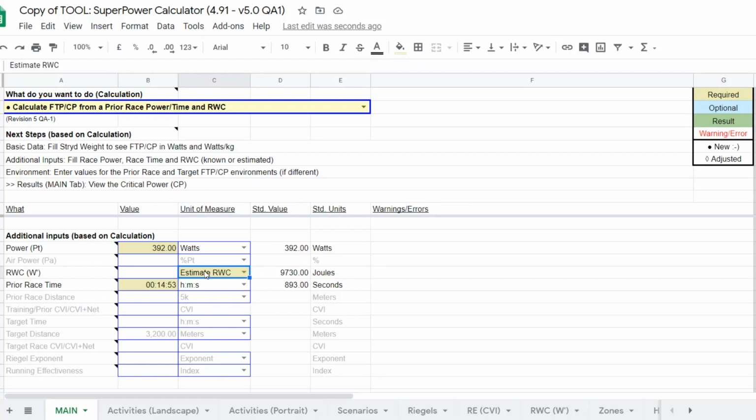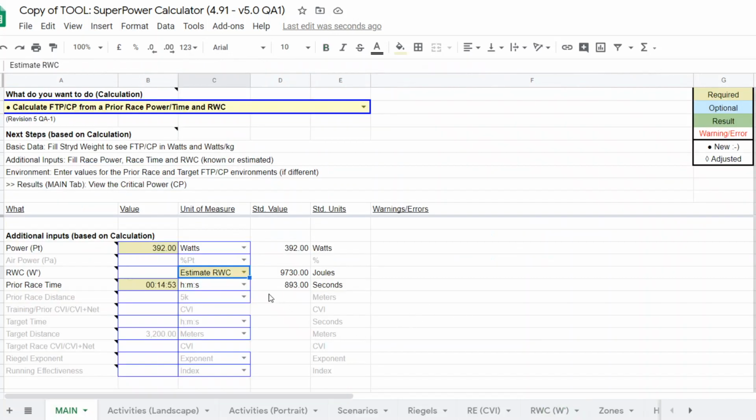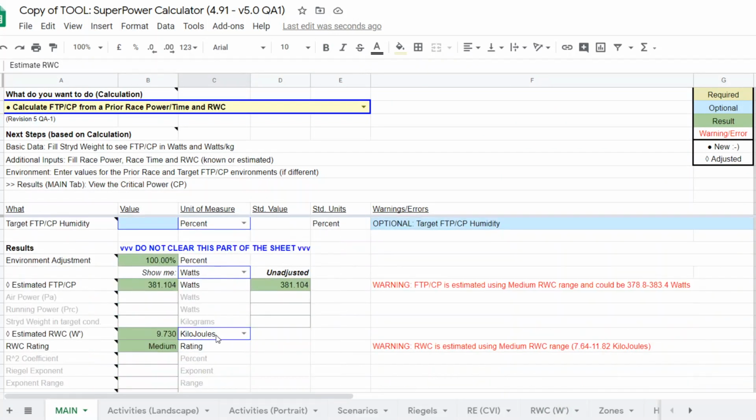So as we scroll down, it's the same race data, same athlete, but we're estimating based on the population, that middle group right here, from 7.64 to 11.82 kilojoules for the reserve work capacity. So based on that, we get an FTP CP estimate of 381 watts based on the mean. But you don't want to take that. That's going to be too error prone for many runners.